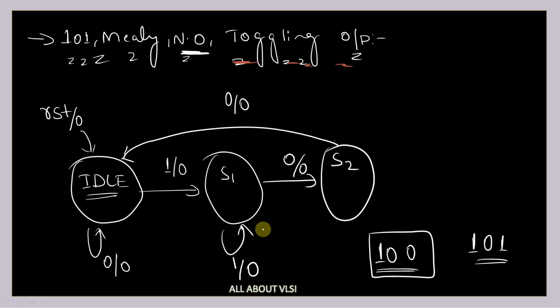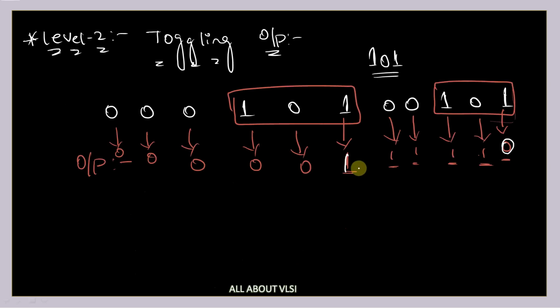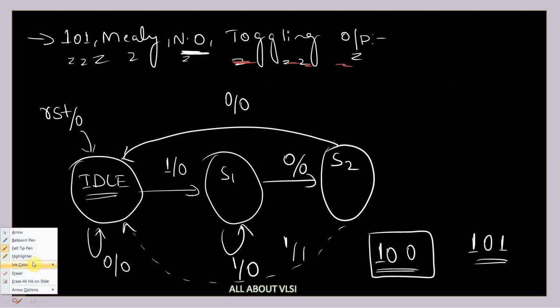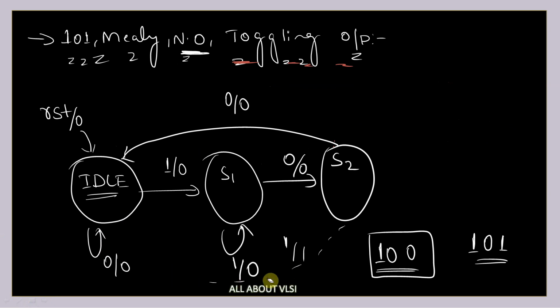My output should become 1, and I cannot go to idle state, because if I go to idle state and get one more input as 1, or one more input as 0, my output becomes 0. But what is my requirement? My output should become 1 and remain 1 until the pattern has been detected again. So I cannot go to idle state. That's why I'm going to a new state, which is known as S3 state. Let me draw that.